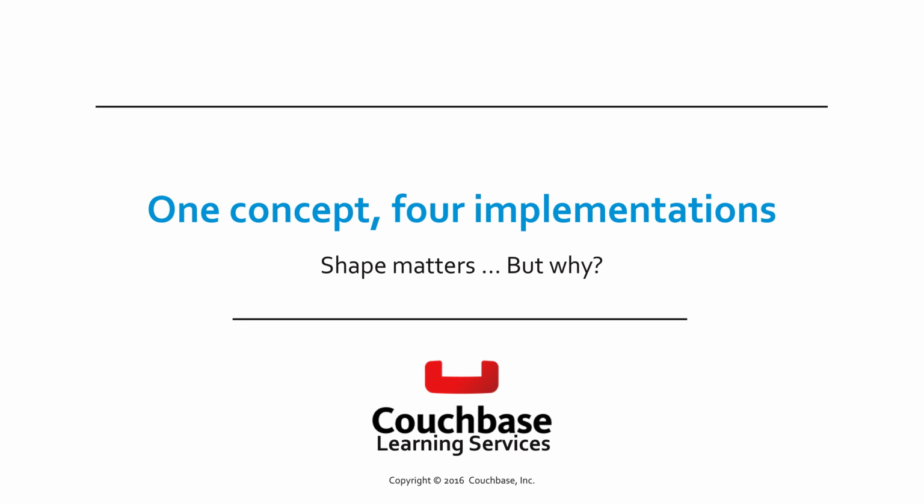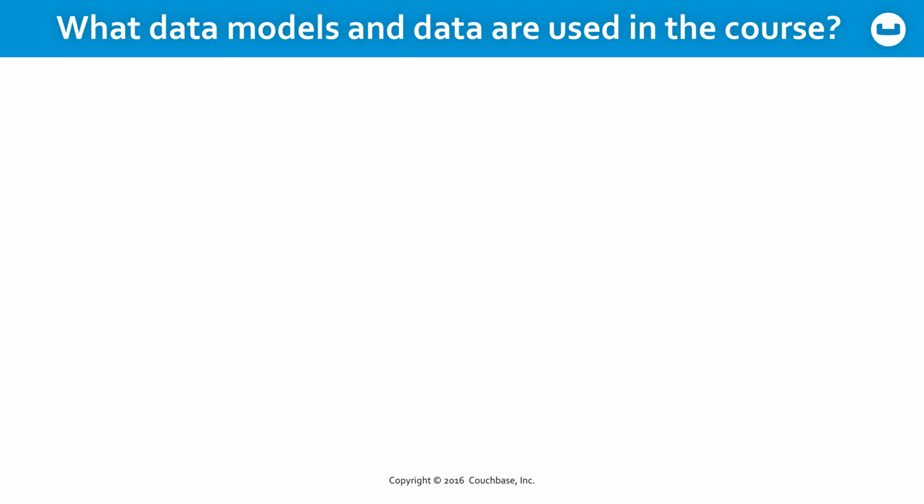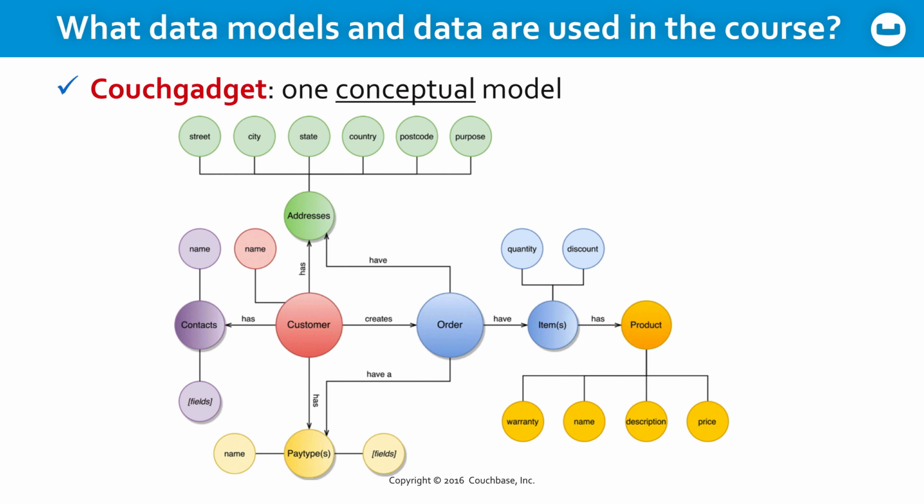Now we're going to take a look at a conceptual data model and four possible physical implementations. The conceptual model we're showing in this course is for an order processing application, a very simple one, where a customer can create an order. The order has items which have a quantity and maybe a discount, and each item has a related product. But the customer also has addresses, has contacts, and has pay types.